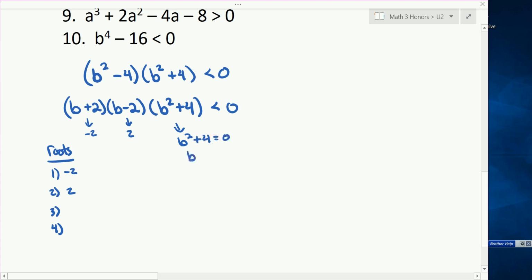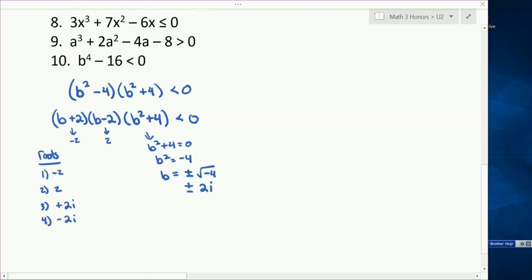If you solve this, you get b squared is -4. And then take the square root, and you get b is plus or minus the square root of -4, which is plus or minus 2i. So those are imaginary. Those will not show up on the graph. But do notice that they come in conjugate pairs, positive 2i, negative 2i. So if we sketch a graph to help us with this problem, the only things that matter are at 2 and at -2. Those would be our critical values here.